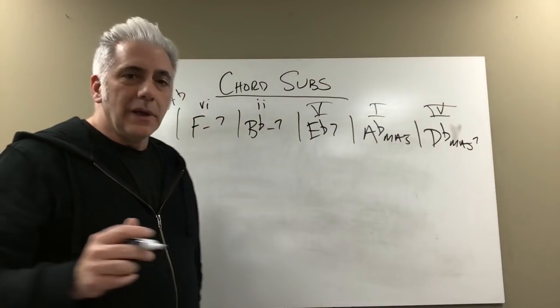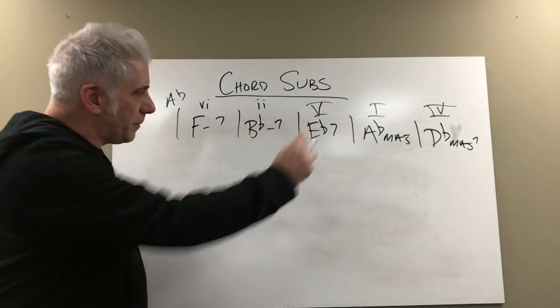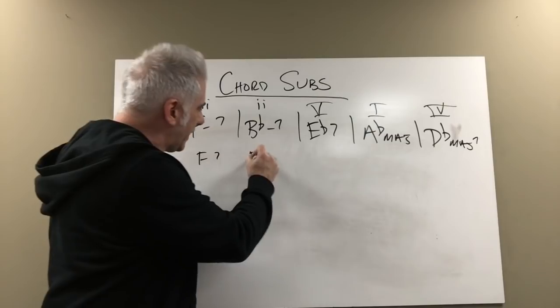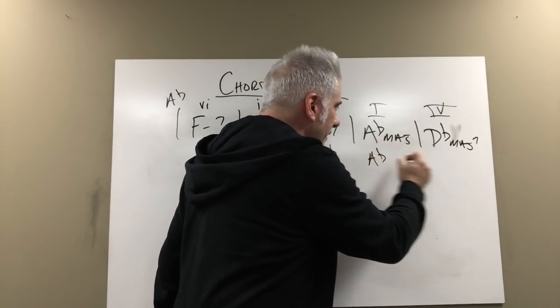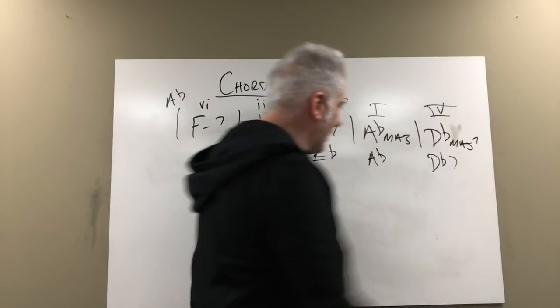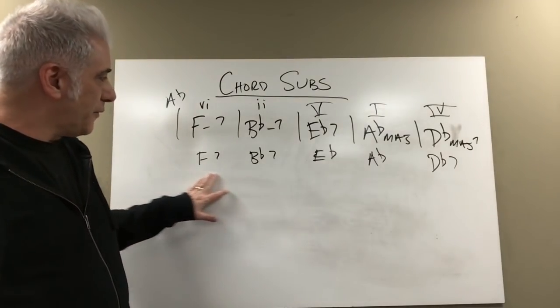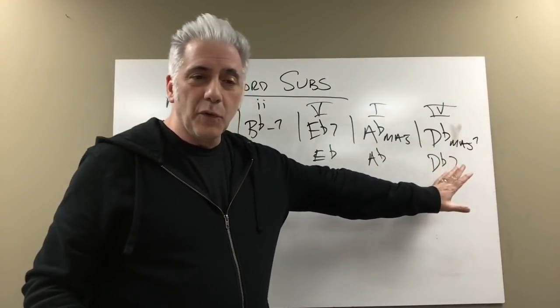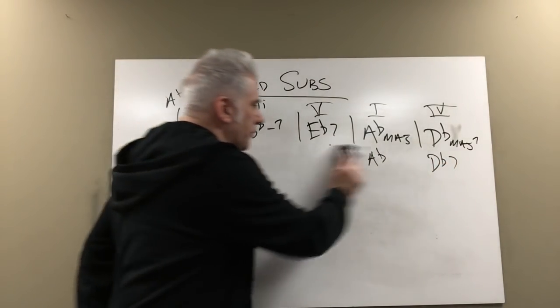One thing you can do is change these to dominant chords, because the bass movement is all moving in fifths. So I could go F7, B flat 7, E flat 7, A flat 7, D flat 7. That's an easy substitution, dominant chords for any of these, because of the way that the root motion works.